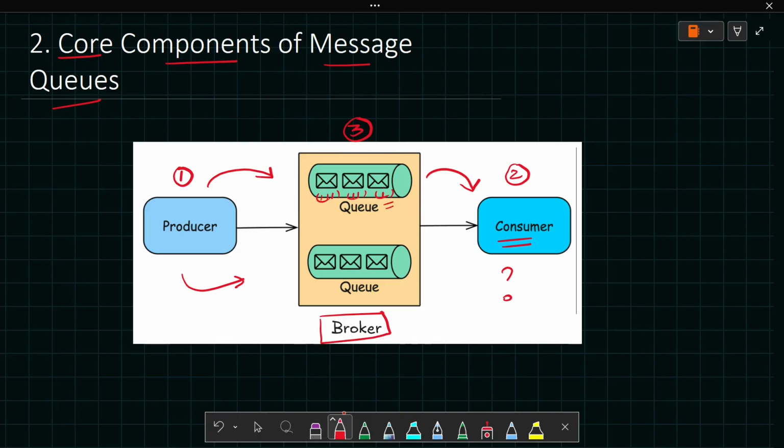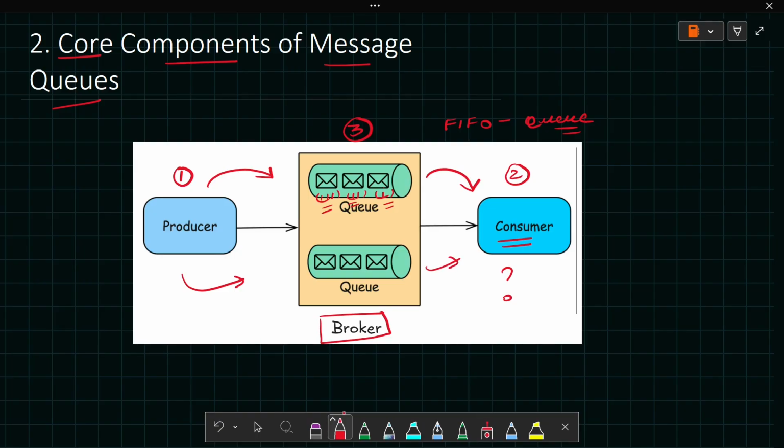This was the first message, this was the second, and this was the third message. This is the first in first out format, as you know the queue follows first in first out. So it is a data structure which stores the messages until they are consumed by the consumer.